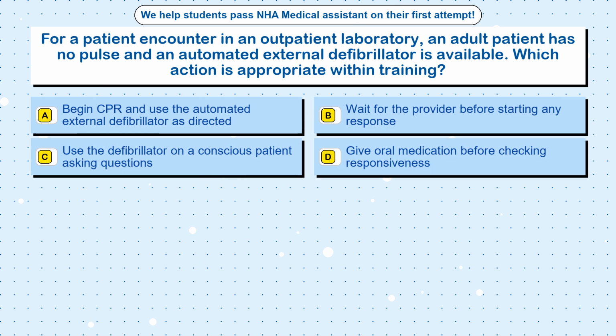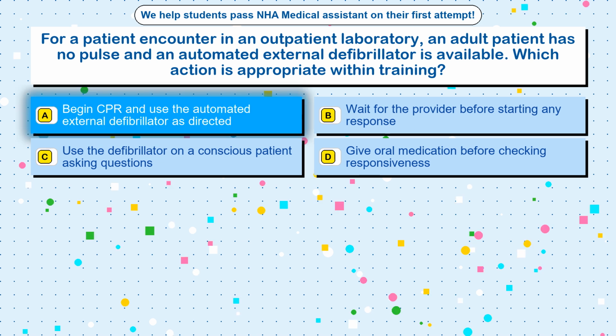Question 67. For a patient encounter in an outpatient laboratory, an adult patient has no pulse and an automated external defibrillator is available. Which action is appropriate within training? Option A, begin CPR and use the automated external defibrillator as directed. Option B, wait for the provider before starting any response. Option C, use the defibrillator on a conscious patient asking questions. Option D, give oral medication before checking responsiveness.